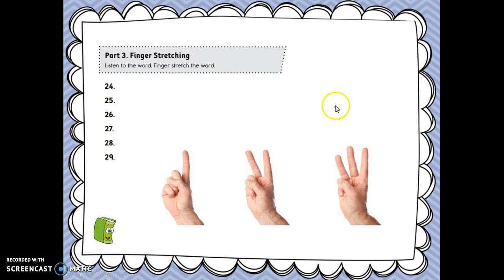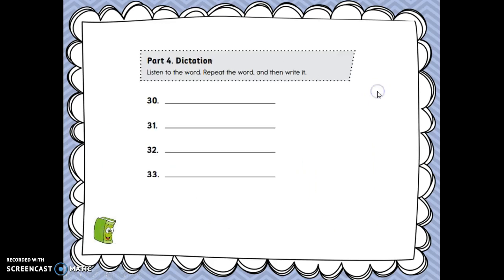Let's finger stretch mush. Sh. That is part 3, finger stretching.